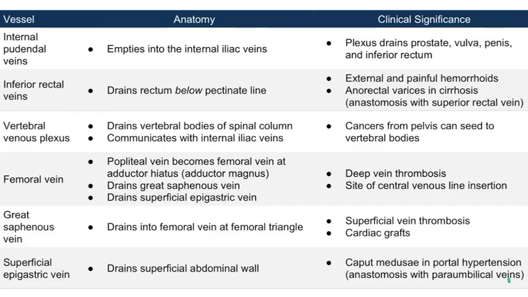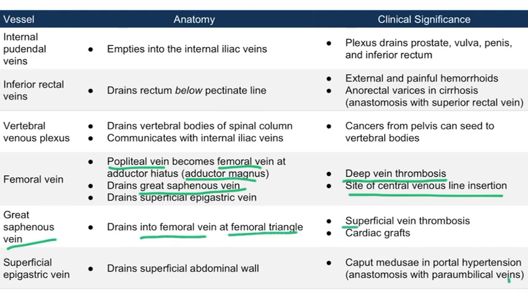Going back to the table, we see that the popliteal vein becomes the femoral vein at the adductor hiatus, or the adductor magnus, as we discussed on the previous slide. And because the femoral vein and the popliteal veins are deep, they can be the site of deep vein thromboses. Another clinical note regarding the femoral vein is that it is a common site for central venous line insertion. Also, the femoral vein drains the great saphenous vein, which we've labeled down here, and the great saphenous vein drains into the femoral vein at the level of the femoral triangle. It's superficial, so it can be the site of superficial venous thromboses, and because it's superficial and it's moderate in diameter, it's good for cardiac grafts.